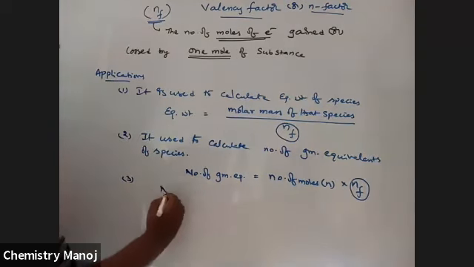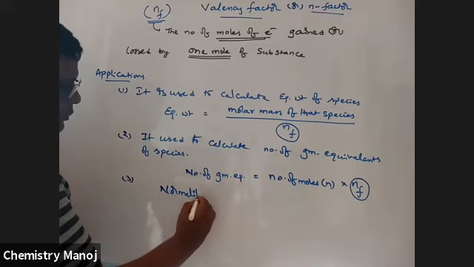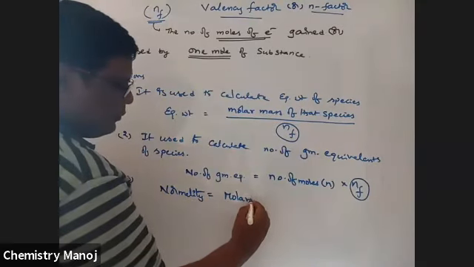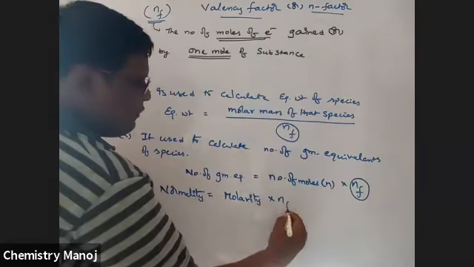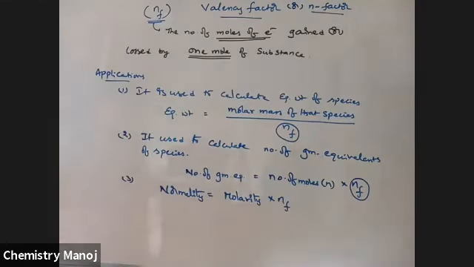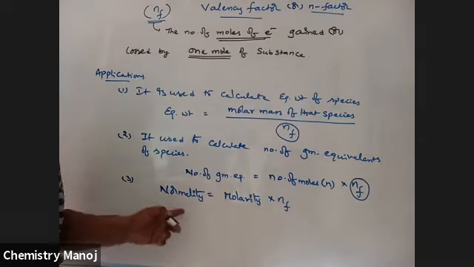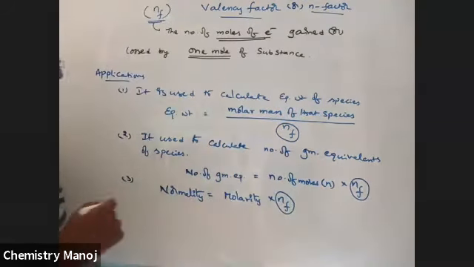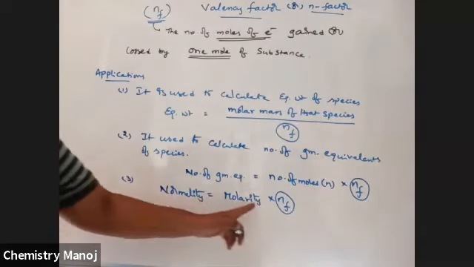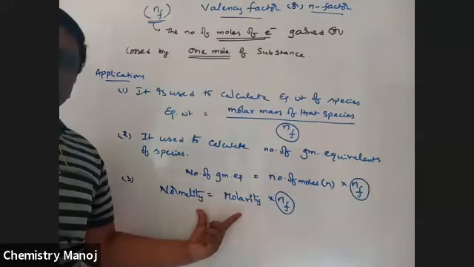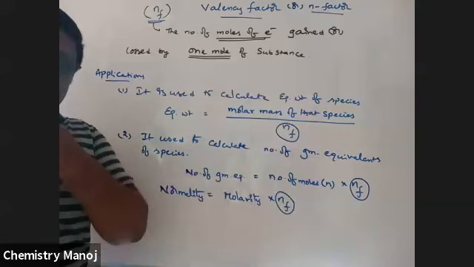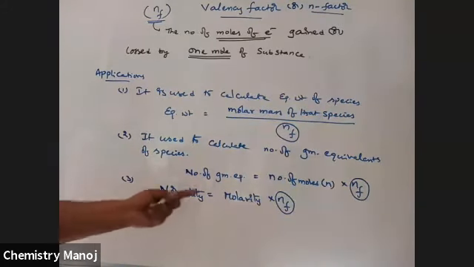Now, third application. Normality is equal to molarity into n factor. That is, normality is converted into molarity or molarity is converted into normality. If you know molarity, you can calculate normality. If you know normality, you can convert it into molarity by using n factor. These two are methods to express the concentration of the solution. One concentration term is changed to another.